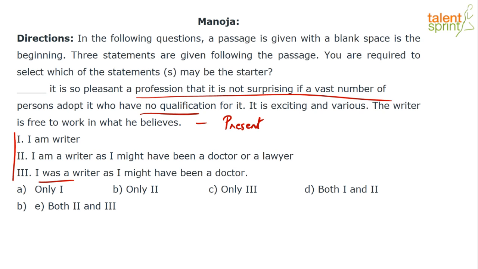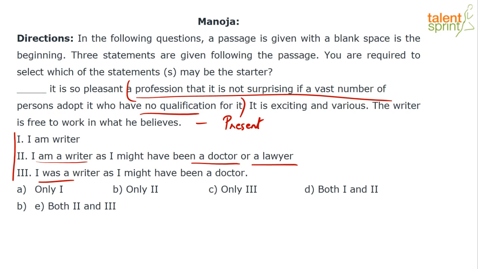Now the reason why option 2 can also be considered is simply because what they are basically saying is, for you to be a writer, you don't need a qualification, right? But it's not the same for other professions. Like for example, I am a writer as I might have been a doctor or a lawyer. What is the meaning that sentence 2 is bringing to us? It's saying, even though I am a doctor, I can still be a writer. Even though I am a lawyer, I might have still been a writer. So a doctor can still be a writer, a lawyer can still be a writer, but not the other way.